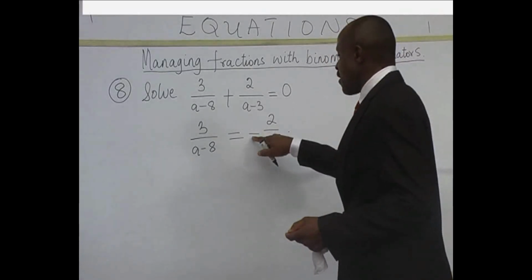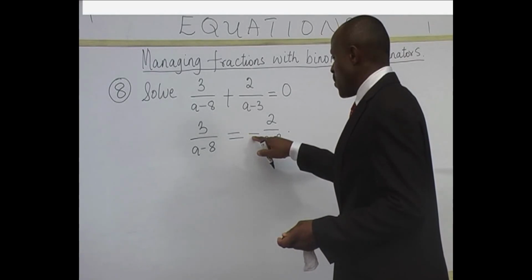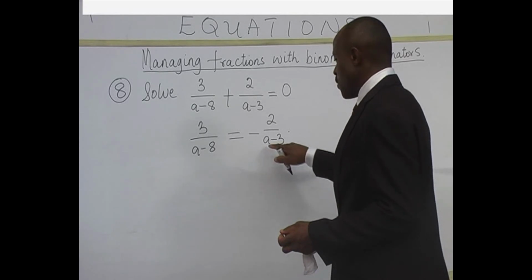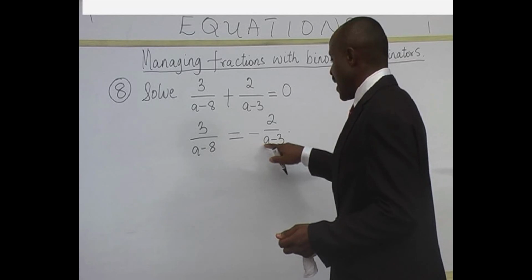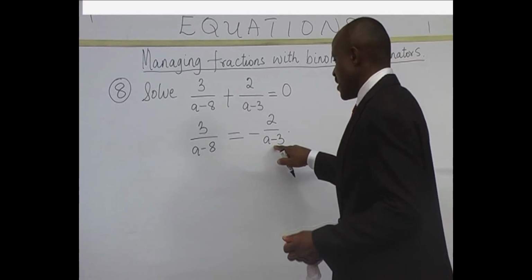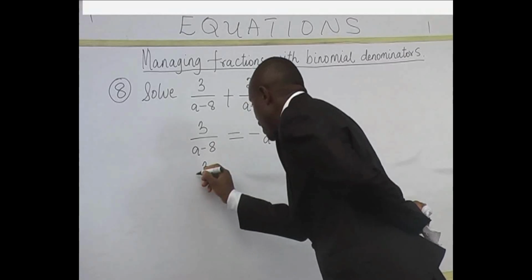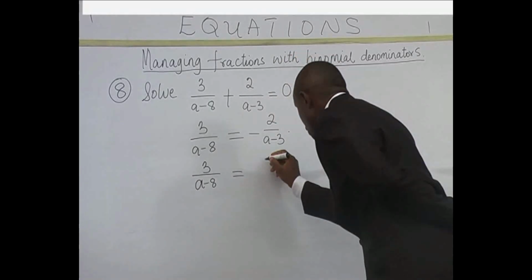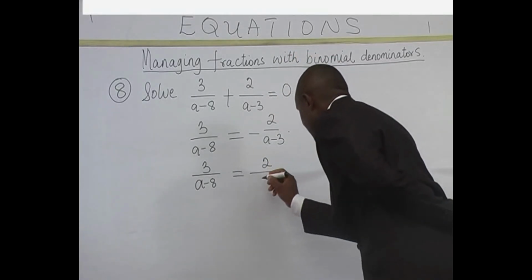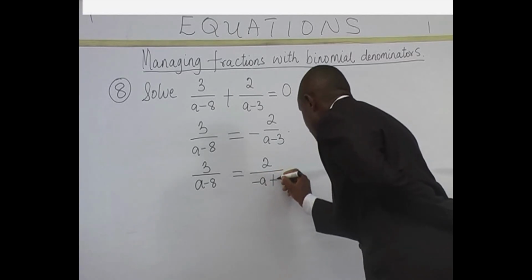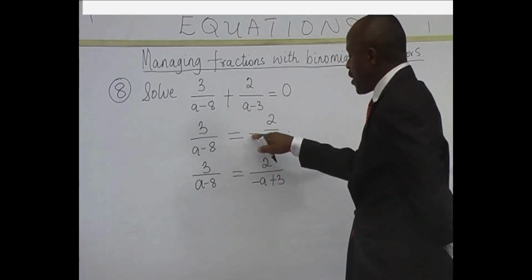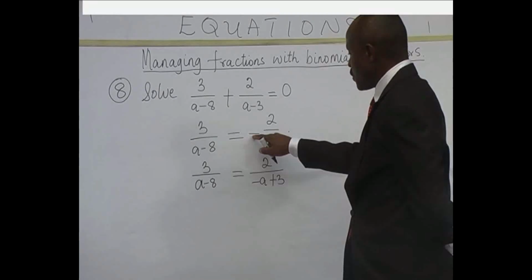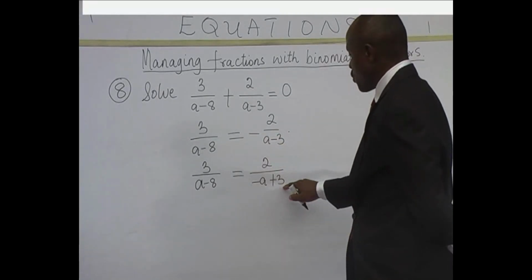Now, because of this sign of minus, you are going to multiply it to all the things you have in the denominator. When you do so, plus a will change to minus a, and minus 3 will change to plus 3. So you are going to have 3 all over a minus 8 in the left hand side will now be equal to 2 all over minus a plus 3. I used minus to multiply plus a to get minus a, and I used the same minus to multiply minus 3 to get plus 3.